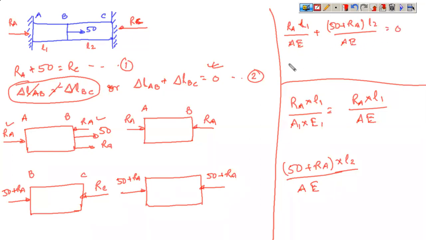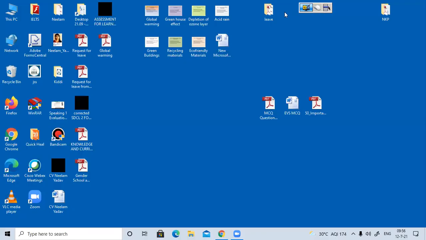So if you solve them, you have Ra L1 plus 50 plus Ra L2 is equal to 0. So here you have L1 is known to you, L2 is known to you, you can calculate Ra. Once you get the value of Ra, RC can easily be found out and you can calculate the magnitude of Ra and RC in this problem. Okay.